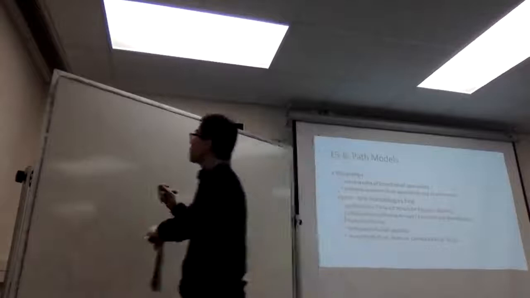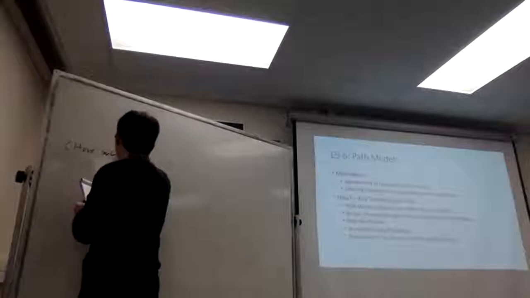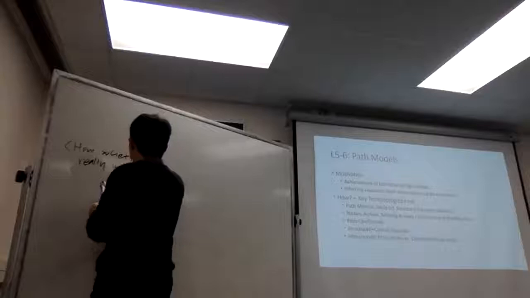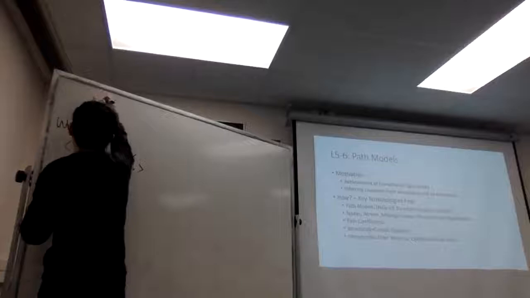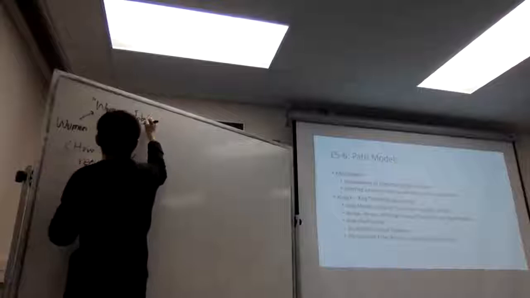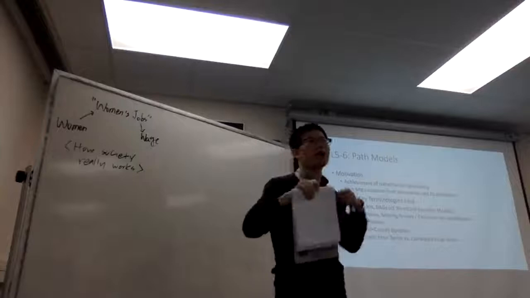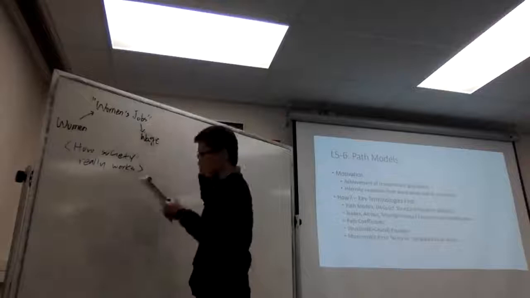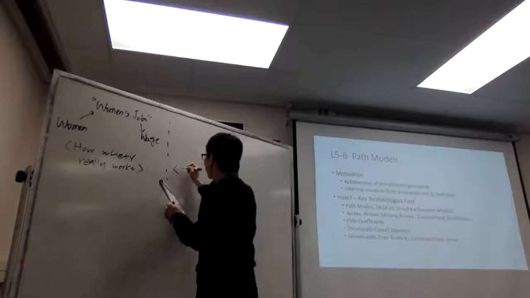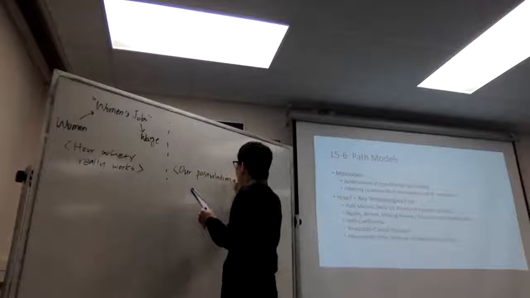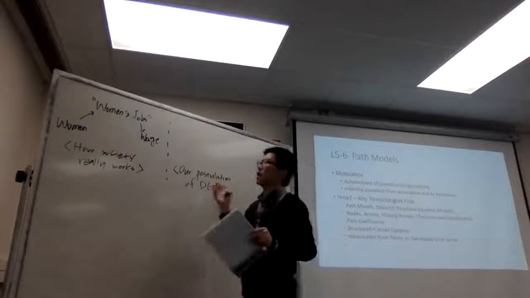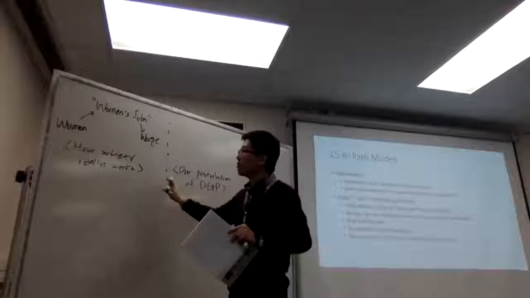So to clarify what I mean, how society really works is, for example, women are more likely to hold quote unquote women's jobs, or jobs that are predominantly occupied by women, and that affects wage. I'll explain what I mean in a minute, but my point here is that our postulation of the DGP can be wrong in that sense. It can be different from how society really works.